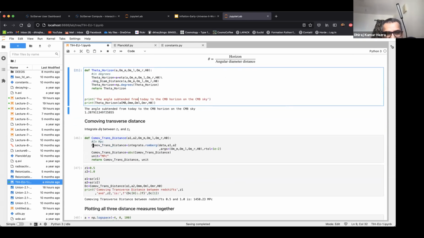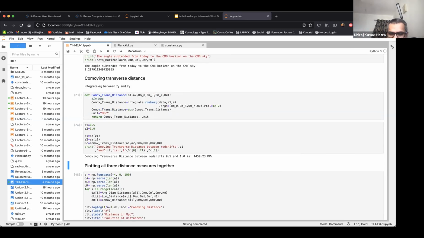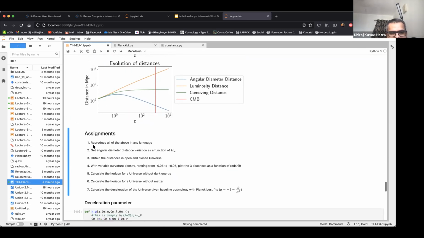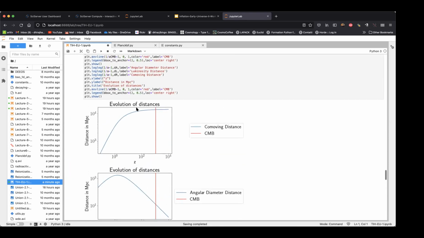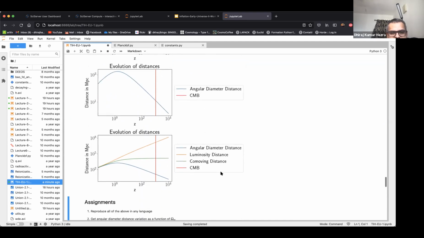That was the discussion of the horizon problem. Co-moving transverse distance, we don't have to go into detail here. These are distances between two redshifts. So all the distance measures together, if you plot them, it comes like this. This is co-moving distance, this is angular diameter distance, and this is the luminosity distance.